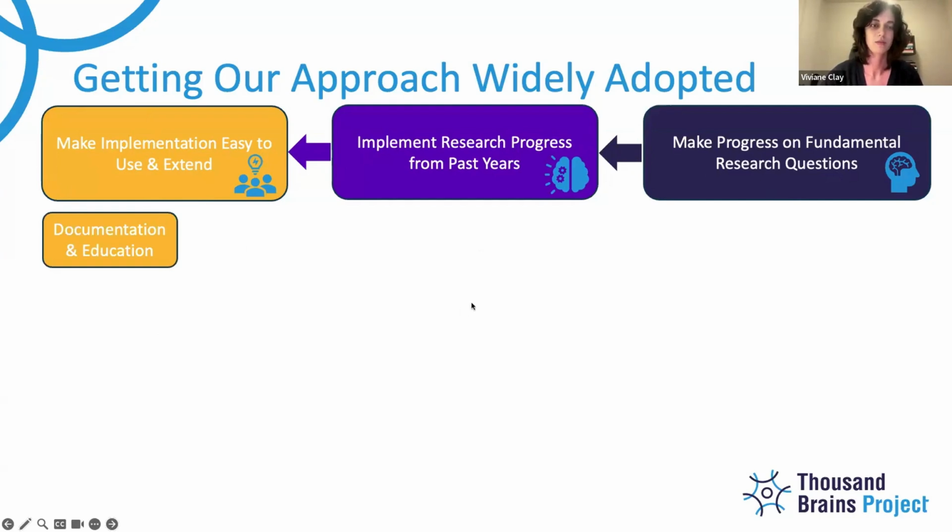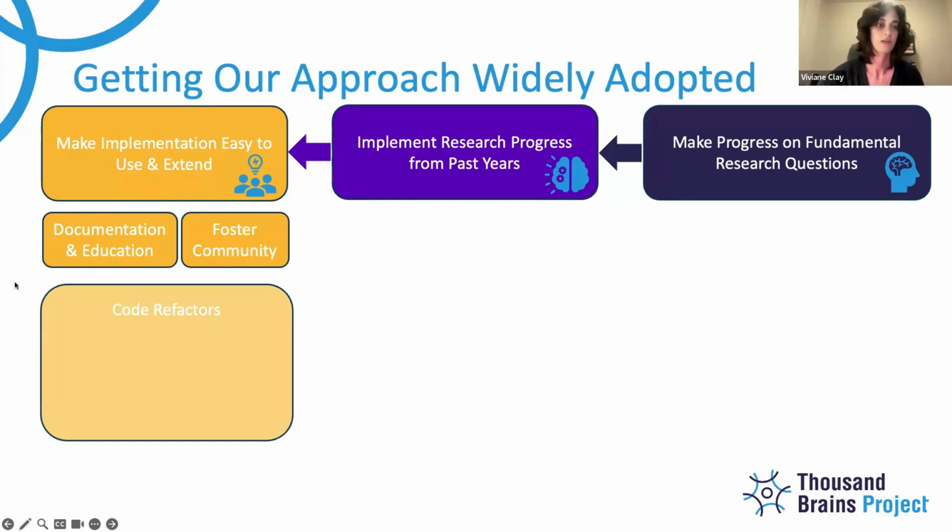So just to go into a bit more detail of what these three entail. First, making it easy to use and extend, getting it adopted and reaching a lot of people. One part of that is to document and educate people about the approach. Another is to foster a community around it: find researchers who want to use this, who maybe want to extend it, find people with applications, and encourage people to test our approach. And then another part is to make the code easier to use and extend, and that involves some code refactors. There are two bigger things on the roadmap there.